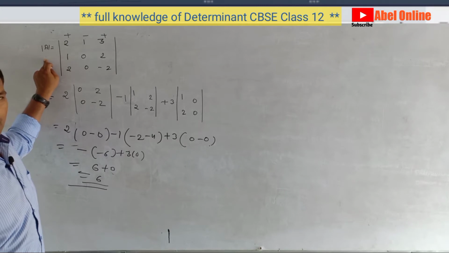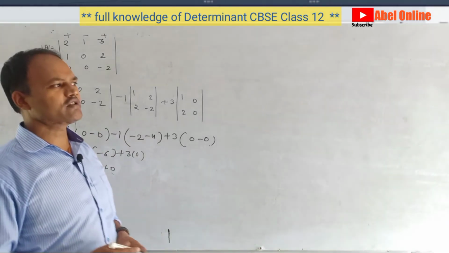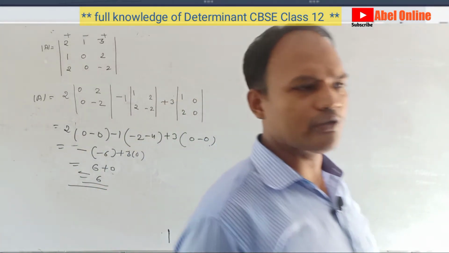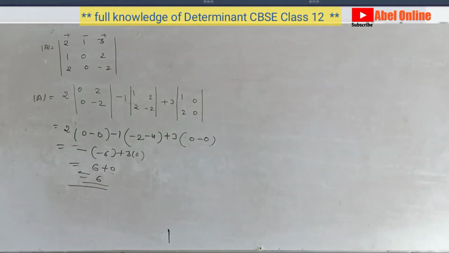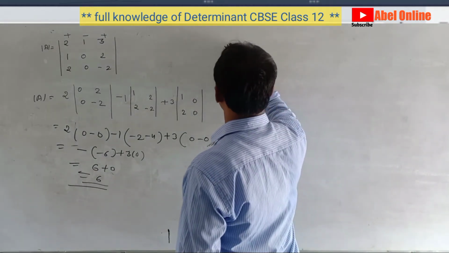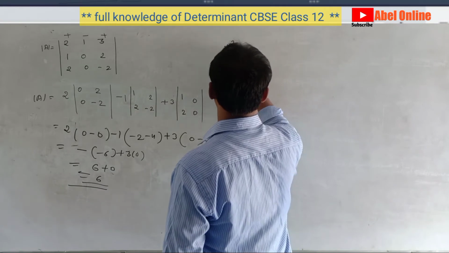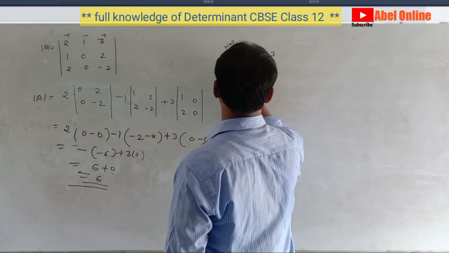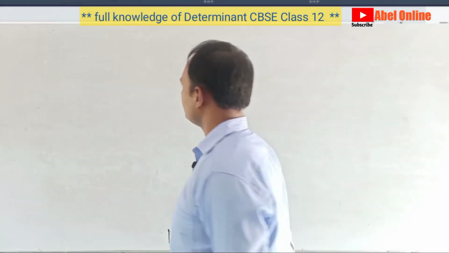So this is a method to solve the determinant. It is very easy, students, to find the value of the determinant of 3 cross 3. Now I am giving a question to solve yourself. You can solve it yourself, it is your homework. What is your homework? You can write here 1, 2, 3, 4, 5, 6.